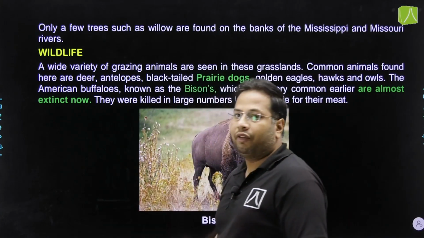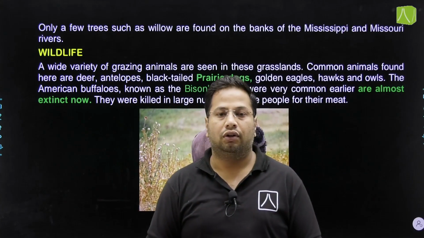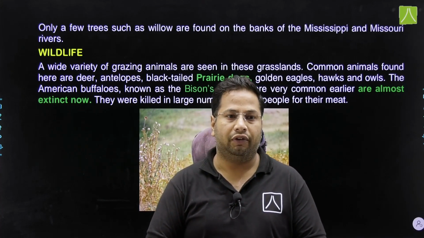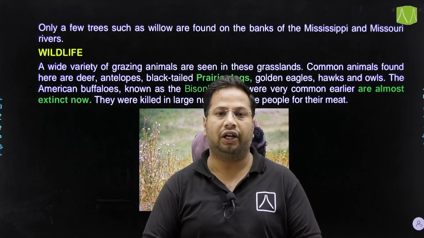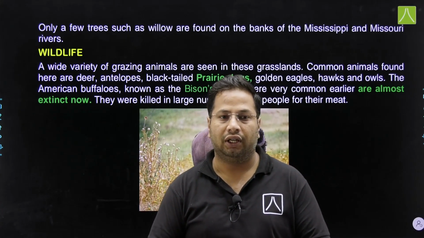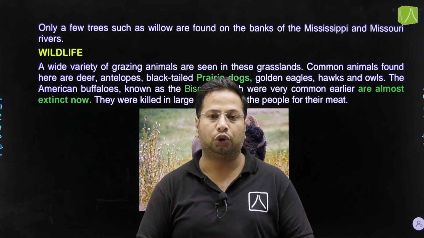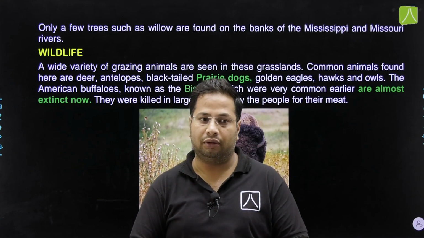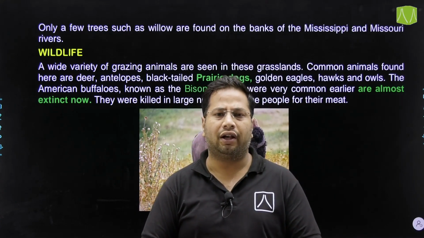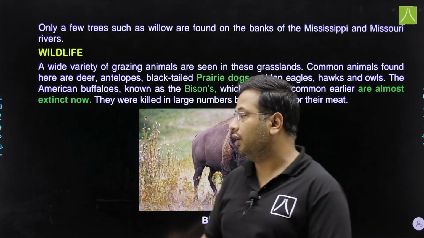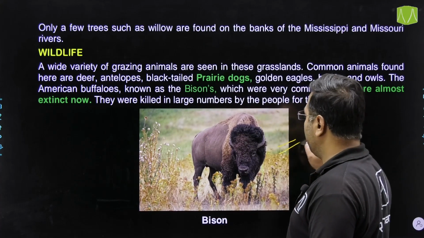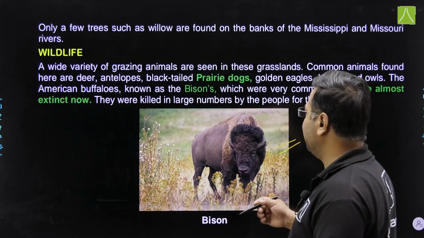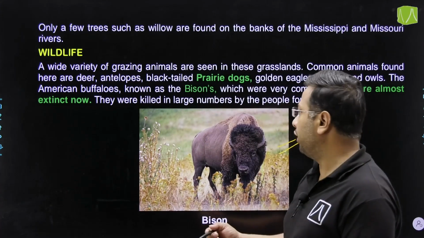Wildlife. Now there are a variety of wildlife which are found here. All those wildlife which support or which are generally found in the grassland region, or those wildlife whose prey are found here, just like tiger or lion or bison, are found here in abundance. Not nowadays, it is an endangered species nowadays.